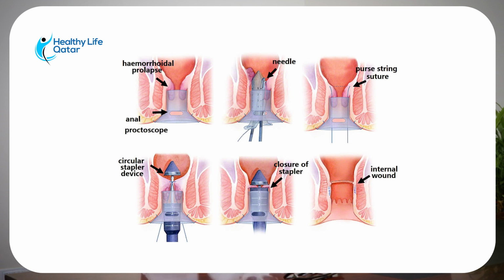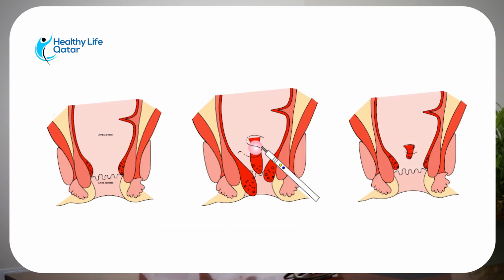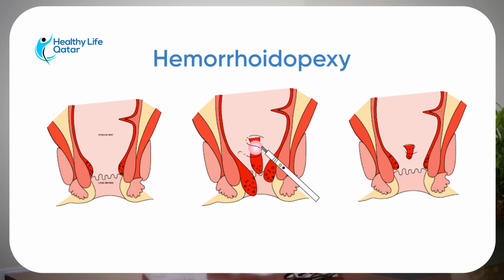Another procedure we talk about is hemorrhoidopexy. Hemorrhoidopexy differs a little from the hemorrhoidectomy. Here we use a stapler, whereas in hemorrhoidectomy the area where the hemorrhoidal tissue is present is totally excised.